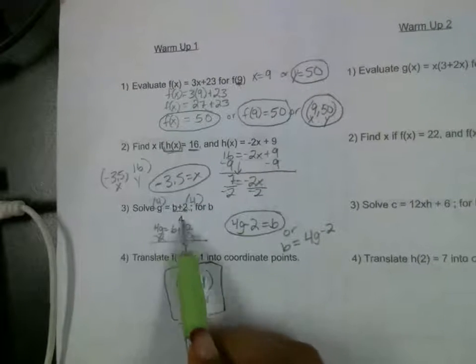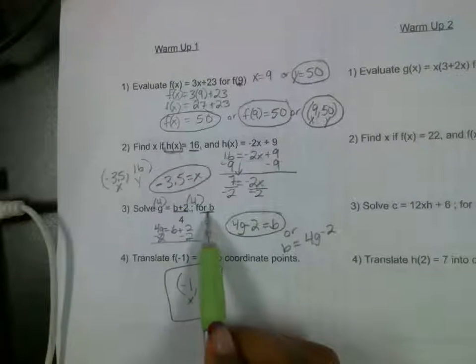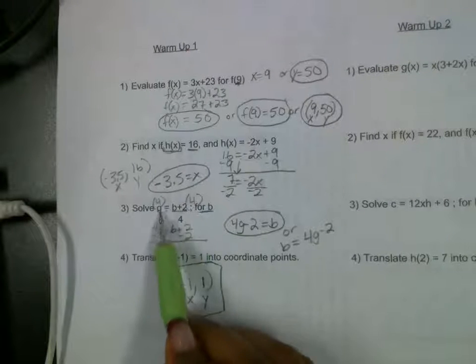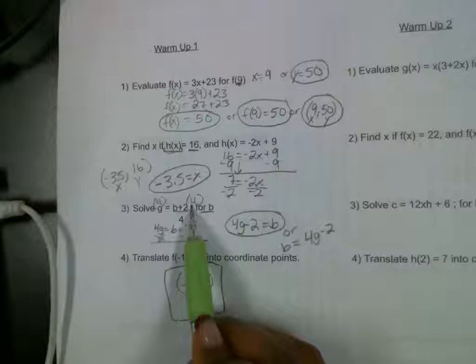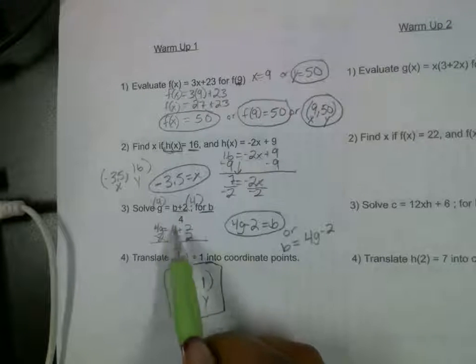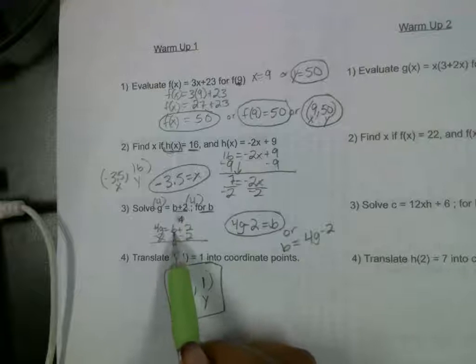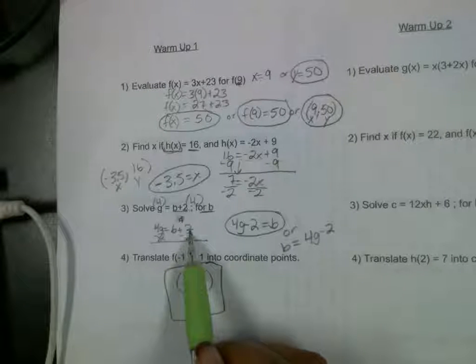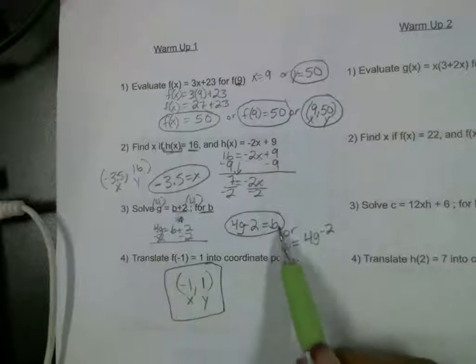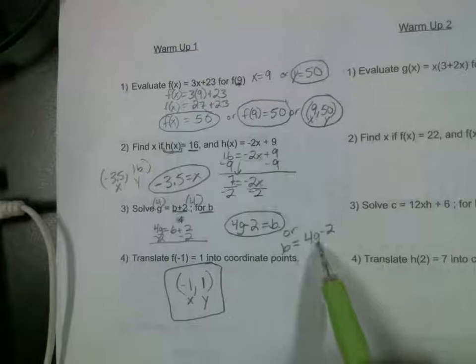This is a literal equation. You're solving for b. You got to get rid of the denominator first. So multiply both sides by 4. That's going to give you 4g. Bring down your equal. This is gone now, and you're left with b plus 2. To get b by itself, you got to get rid of the positive 2 by subtracting 2 on both sides. 4g is already there, so it's 4g minus 2 is equal to b, or b is equal to 4g minus 2.